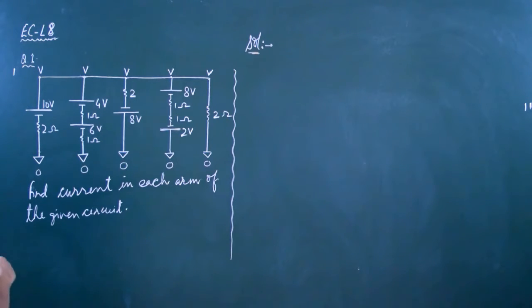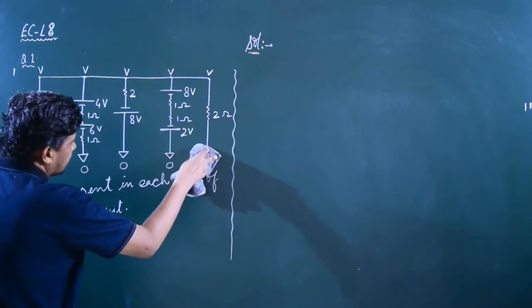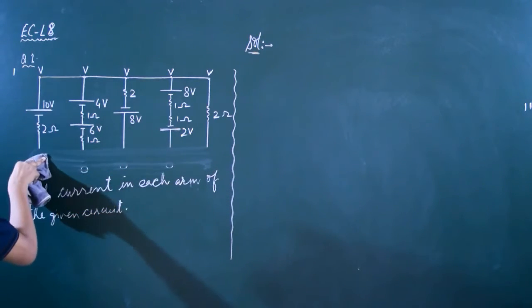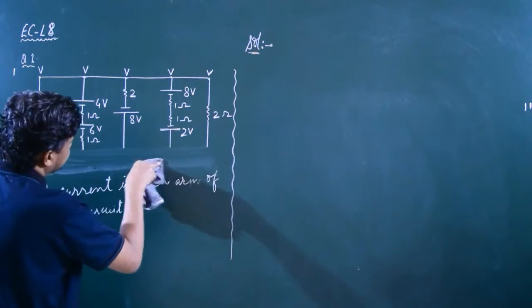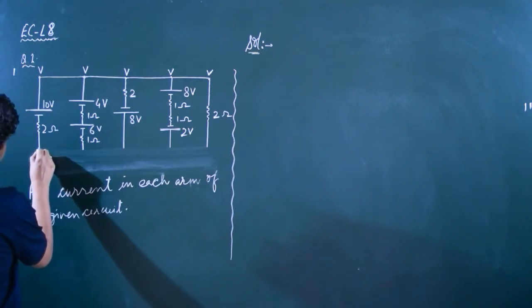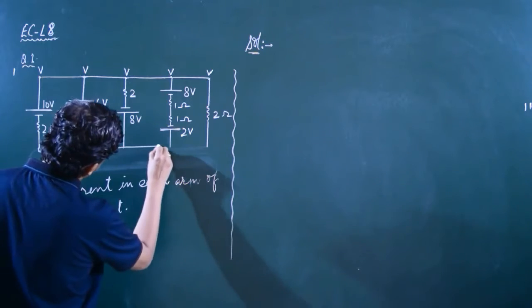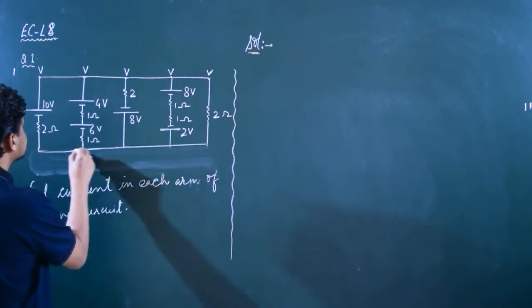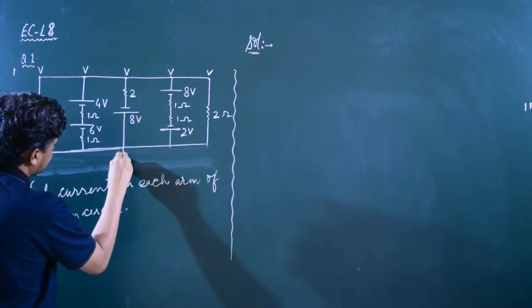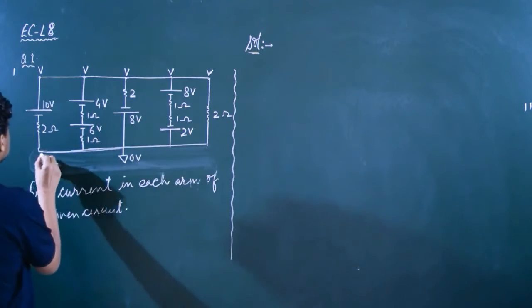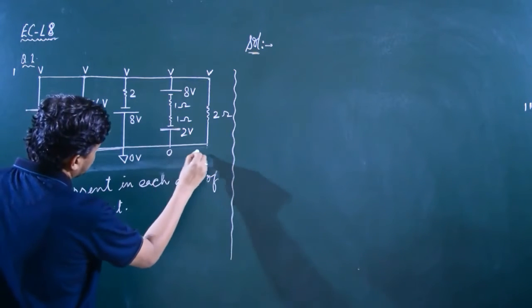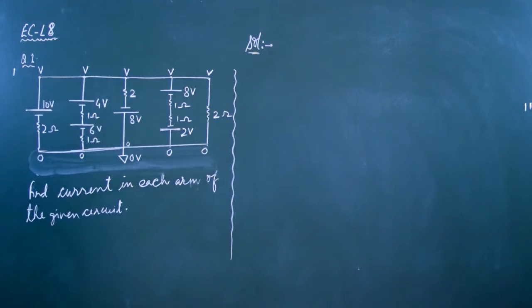The lower points are grounded, so connect all the points. This may be connected with a conducting wire, and each point has 0 potential. This potential is 0 volt. It is 0, 0, 0, 0 and 0. Now see, this one is the arrangement of cells, mixed arrangement of cells. Now the circuit may be shown as this.